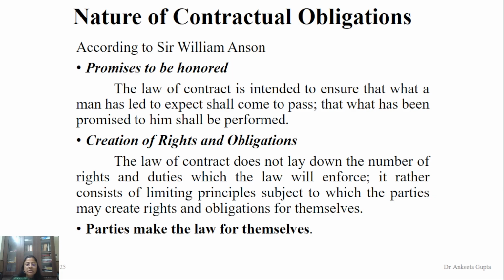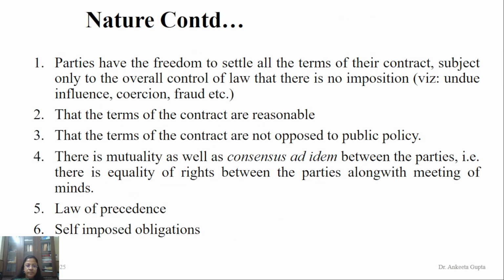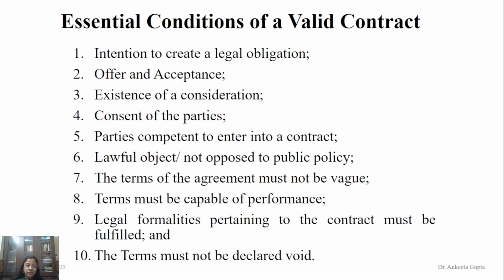So thirdly, the parties are making the law for themselves. The parties have the freedom to settle all the terms of their contract, subject only to the overall control of the law. There is no imposition. There should not be any undue influence, no fraud, no coercion. The terms of the contract are reasonable and not opposed to public policy. There is mutuality as well as consensus ad idem. There is the law of precedence and self-imposed obligations.